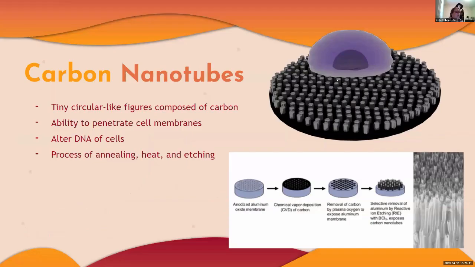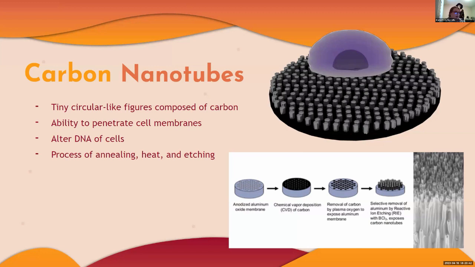So let's talk a bit about carbon nanotubes, what exactly they are. They are tiny circular-like figures that are composed of carbon within an aluminum anodized oxide membrane. And we reach the carbon nanotubes through a series of chemical vapor deposition, removing of carbon by plasma oxygen to expose the aluminum membrane, and etching through a selective removal through exposing the carbon nanotubes.